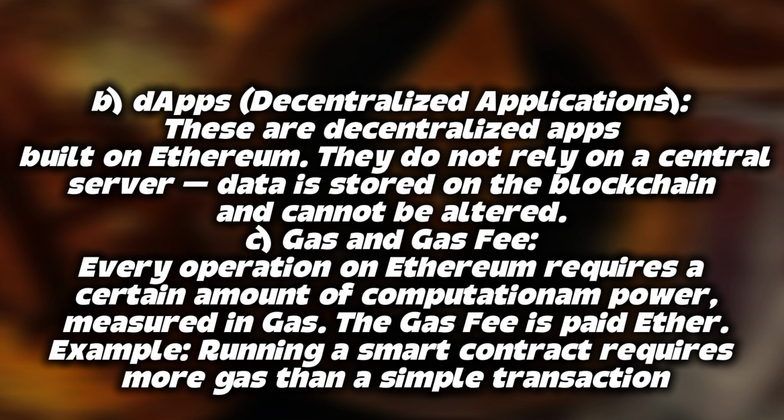C. Gas and gas fee. Every operation on Ethereum requires a certain amount of computational power measured in gas. The gas fee is paid in Ether. Example: running a smart contract requires more gas than a simple transaction.